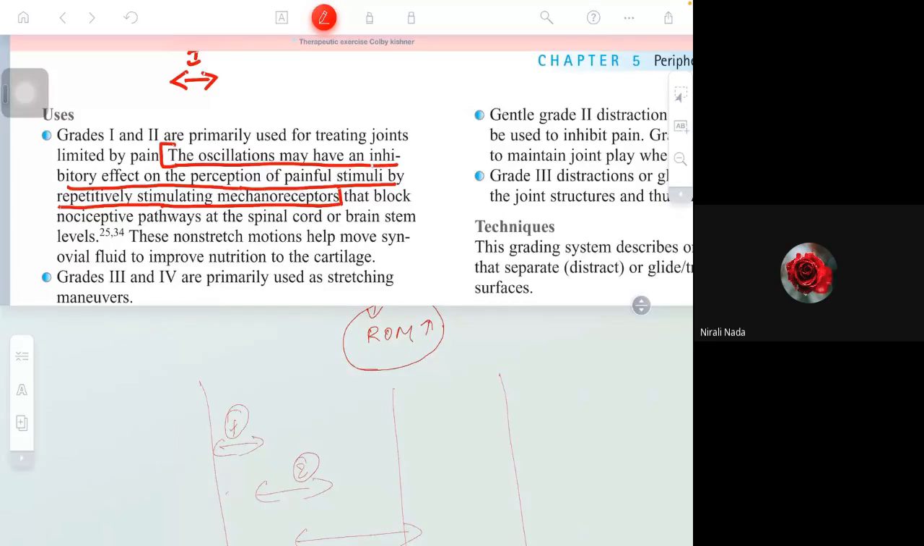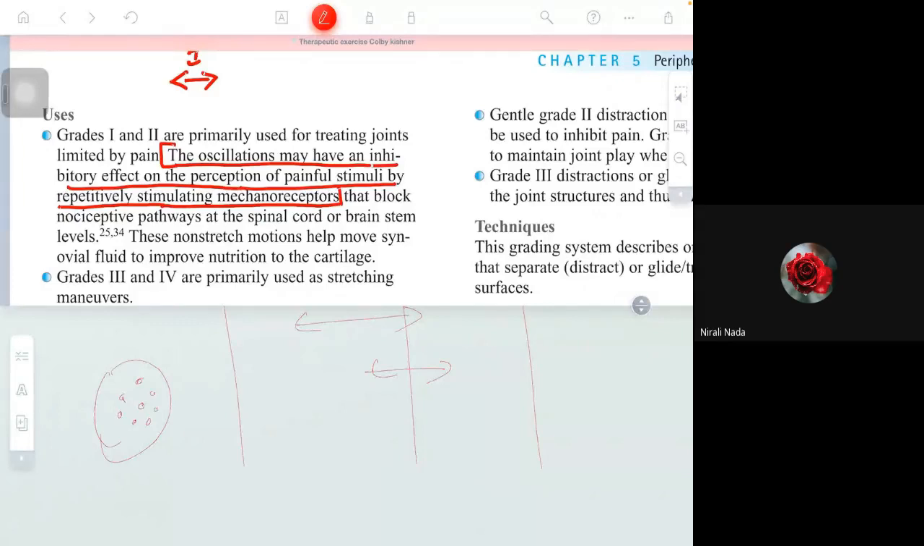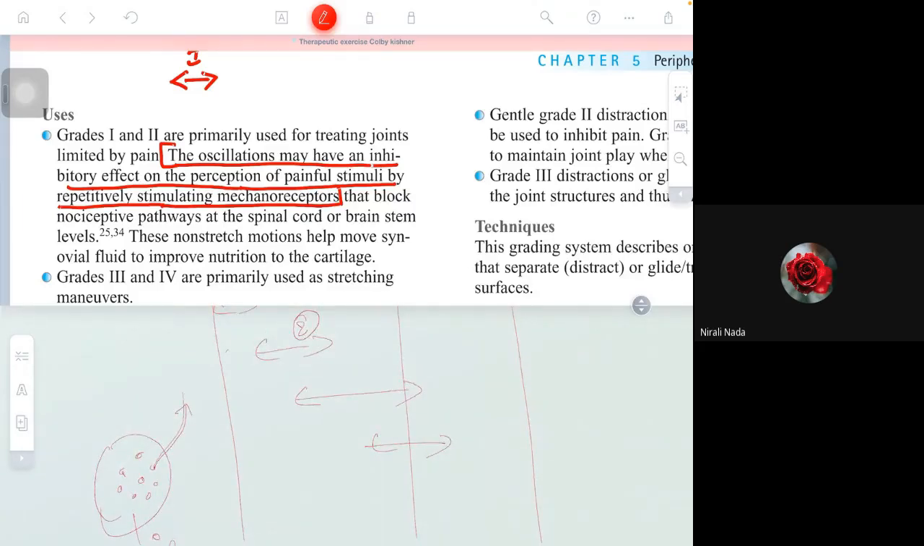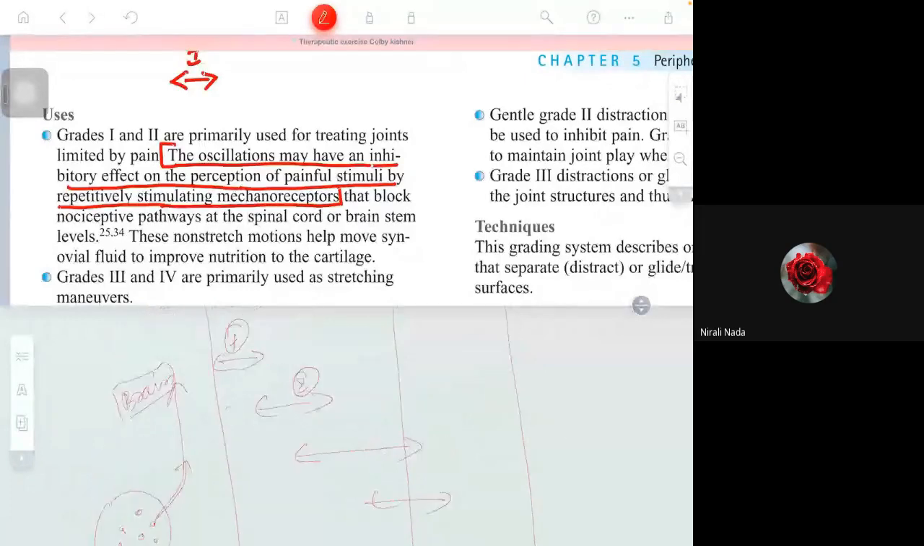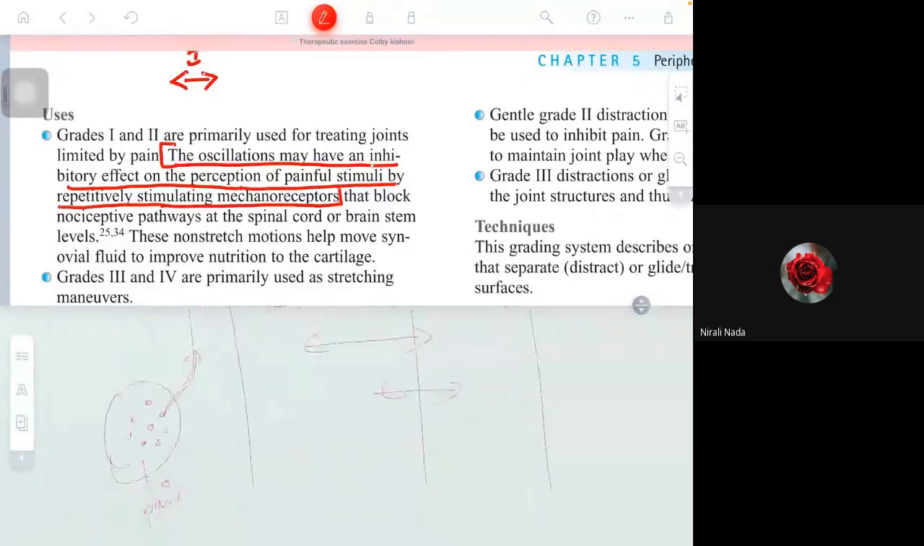Inside the joint there are receptors, mechanoreceptors. These receptors are taking information. Suppose the joint is having pain. The information is taken through the mechanoreceptor to the brain and pain is sensed. So when you are doing grade 1 and grade 2 mobilization, what is happening? This mechanoreceptor is inhibited.